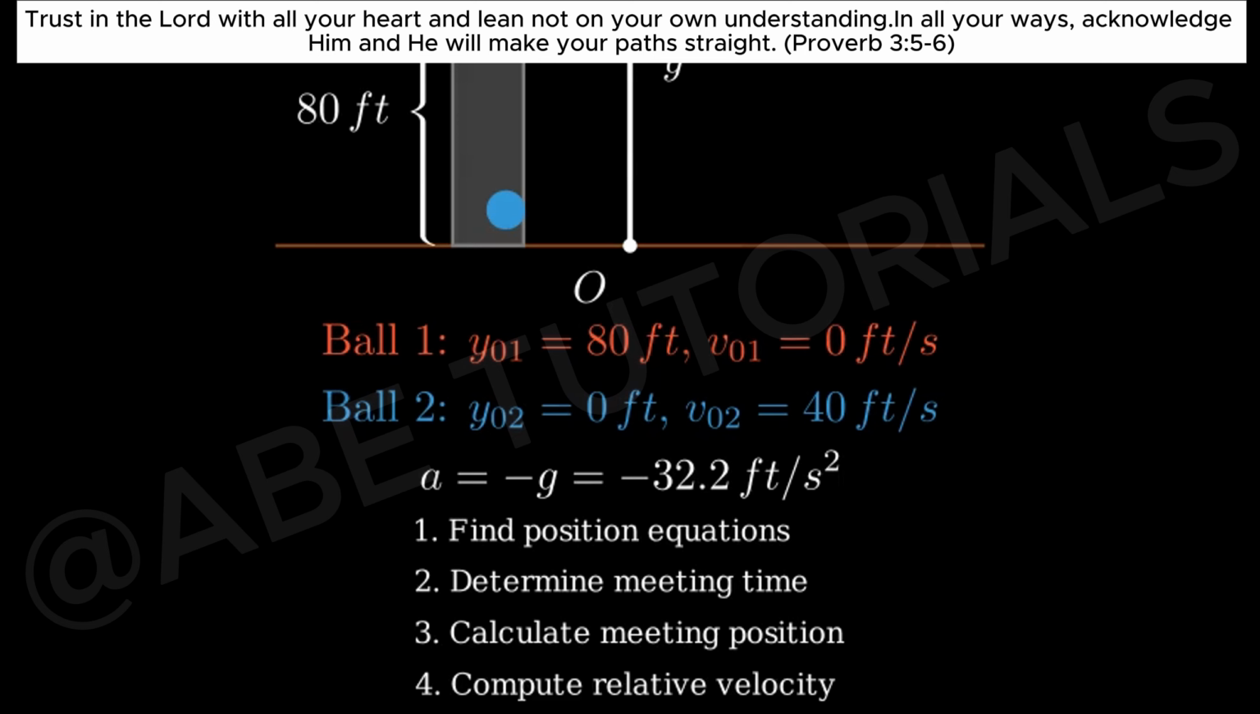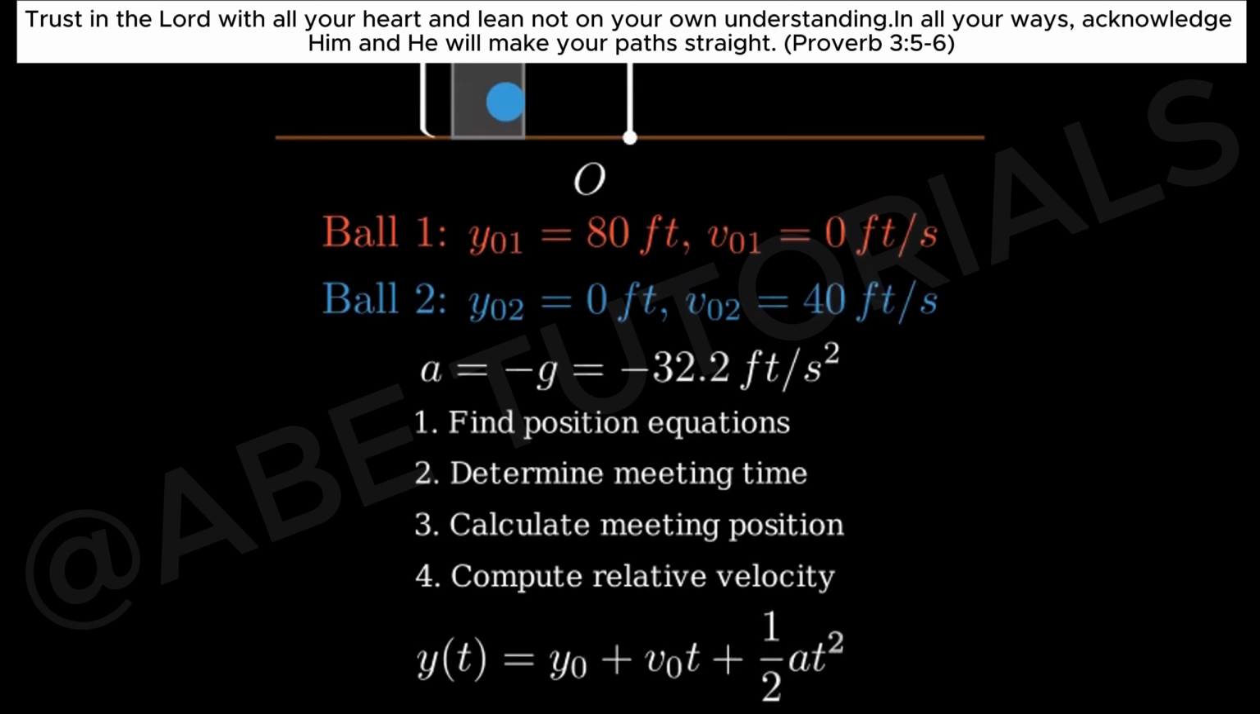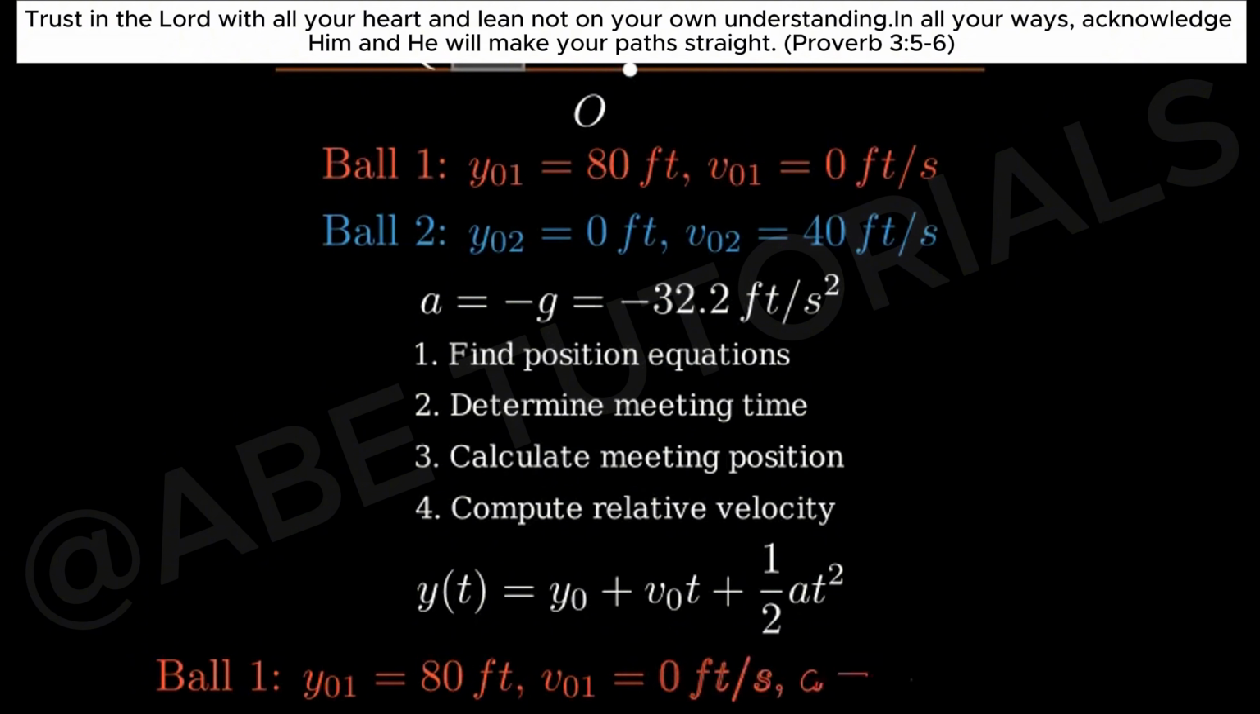Now, let's derive the position equations for both balls. For one-dimensional motion under constant acceleration, the position is given by the equation y equals y sub 0 plus v sub 0 times t plus 1/2 at squared. For ball 1, the initial position y sub 01 is 80 feet. The initial velocity v sub 01 is 0 feet per second. The acceleration is negative 32.2 feet per second squared.